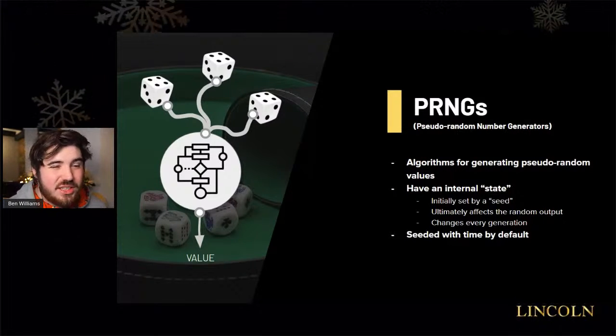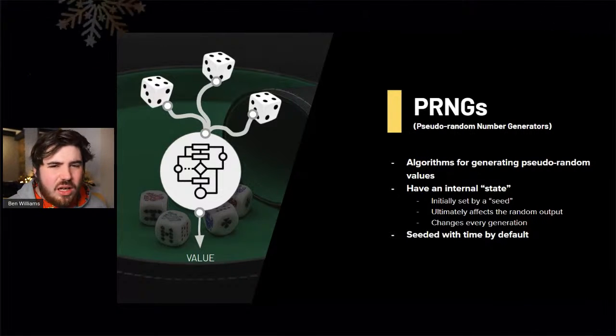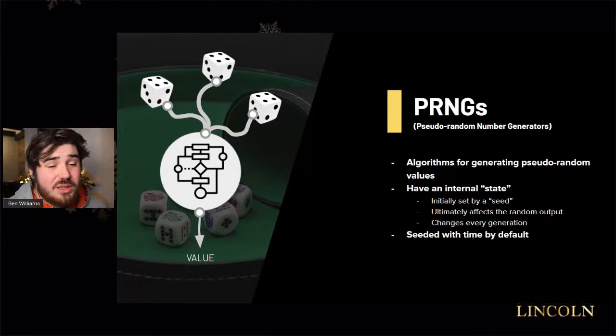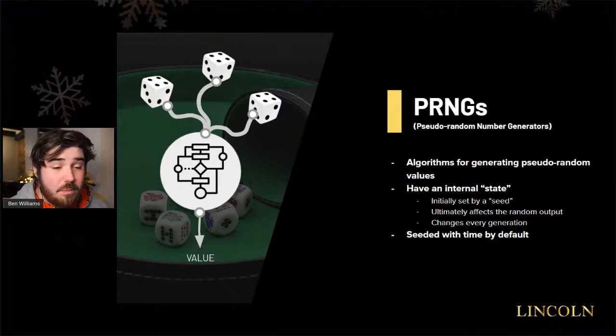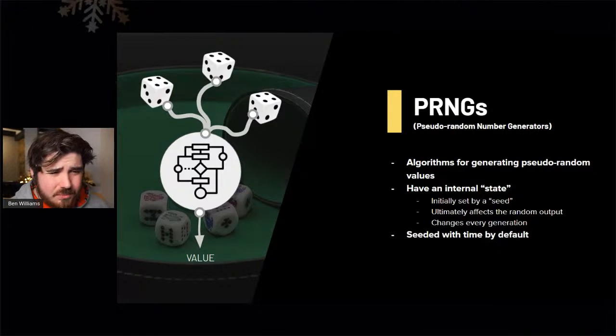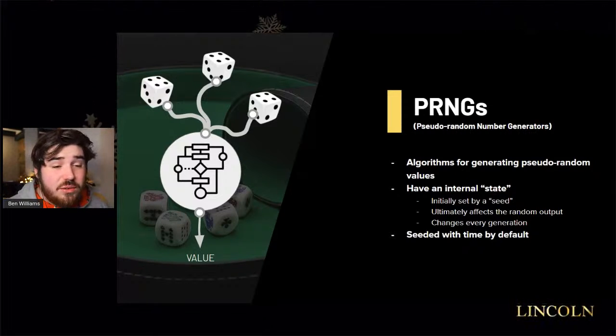Usually, now I say usually because some PRNGs, like linear feedback shift registers and stuff like that, work a bit differently. But most PRNGs have this kind of internal state that we set using some kind of seed, right? And this state ultimately affects the random output. And every time we ask for a new random number, that state changes. And if this is confusing, I've got a bit of a diagram on the next few slides. And usually if you don't provide a particular seed to set the state with, we just use the time by default, because time is always counting up and it's always going to be a fairly unique number, right?